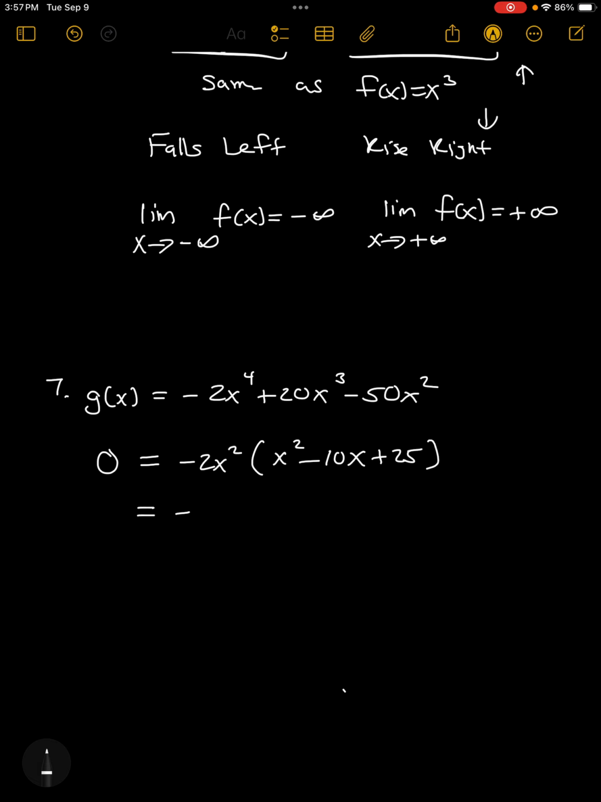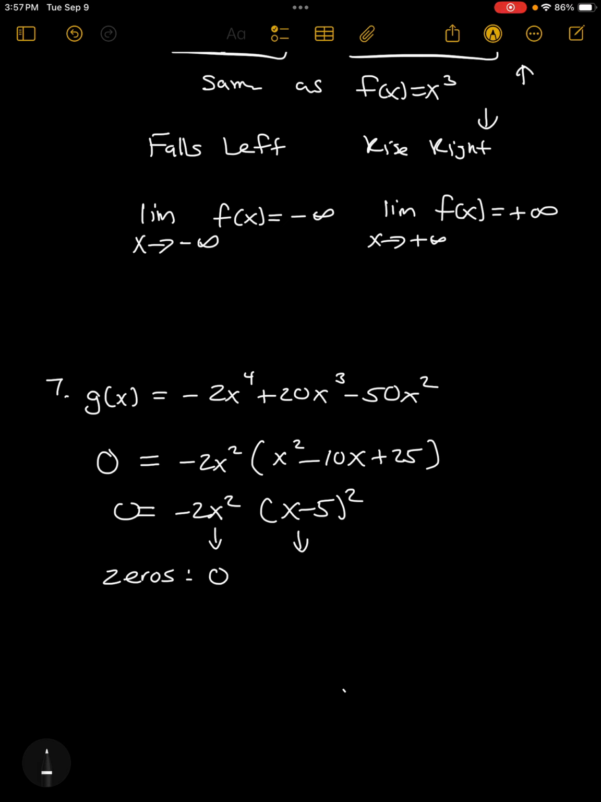So again, using your zero product rule, if you do this in your head, one of the zeros that you're going to get from this is simply 0. If you set this equal to 0 and solve in your head, you're going to get x is equal to 5, okay?